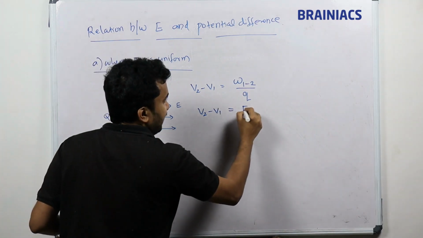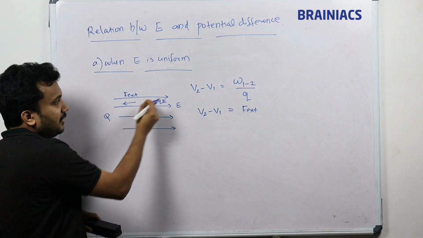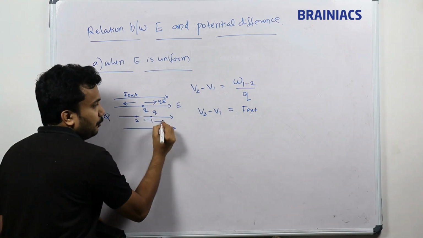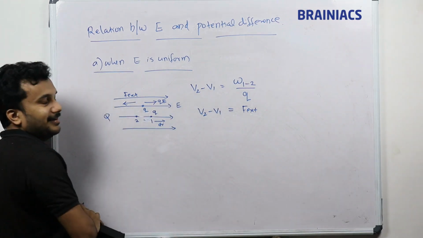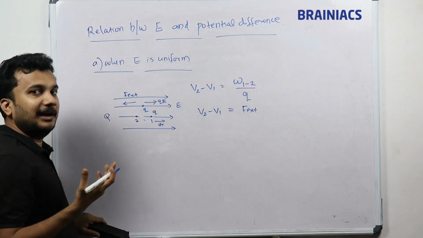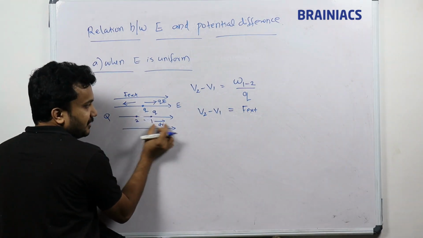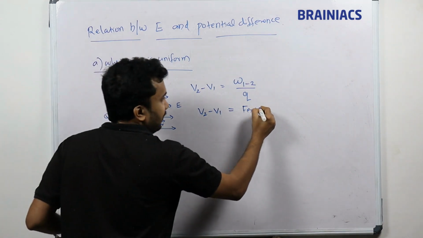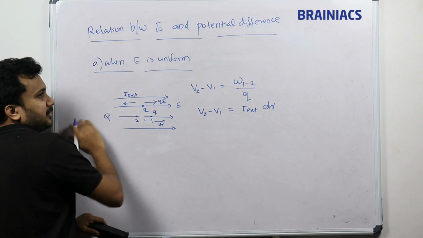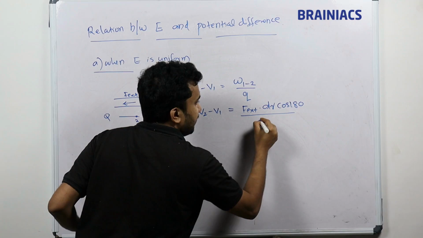What is work done? An external force acts in this direction, and because of this electric field the charge moves through a small distance called dr. If you consider a small distance moved, I don't know the value, this dr may be a small value or higher value, but for this small distance dr, the work is F dot dr. External force is like this, displacement is like this, the angle between them is 180 degrees, cos 180, divided by charge.